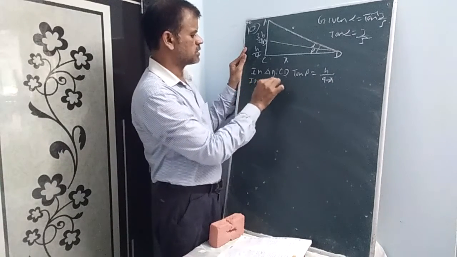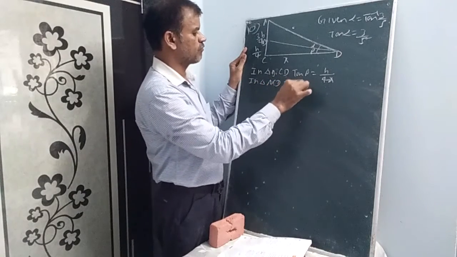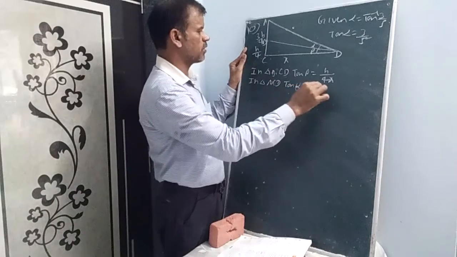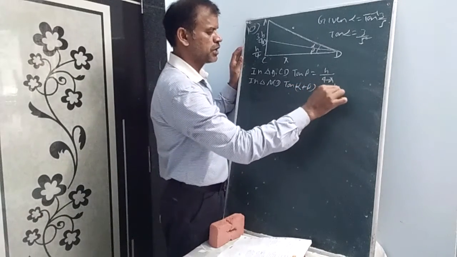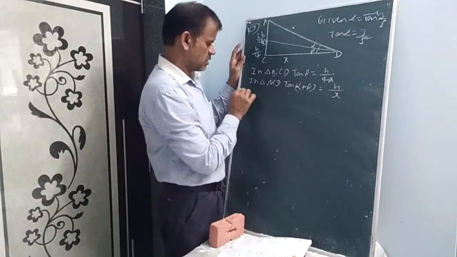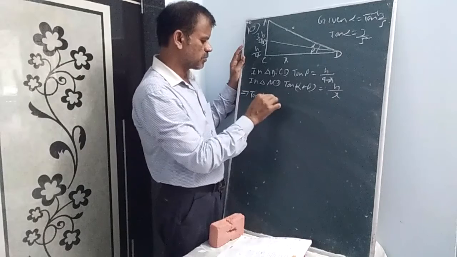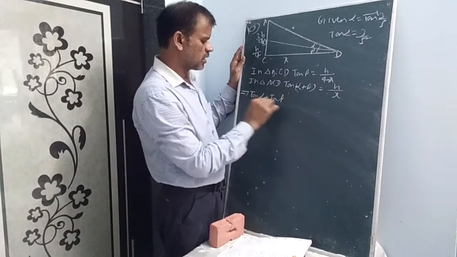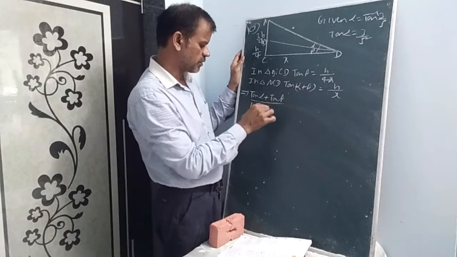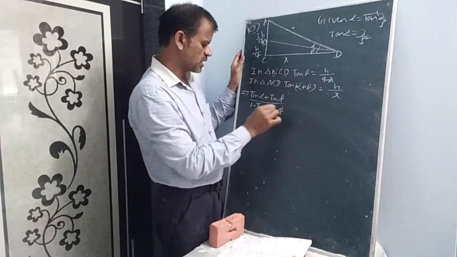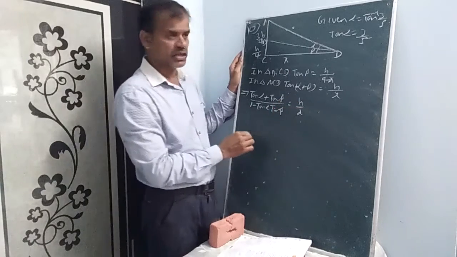In the full triangle ACD, tan of alpha plus beta is equal to (3h/4 + 3h/4), so h by x. Apply the formula here: tan alpha plus tan beta by 1 minus tan alpha tan beta.